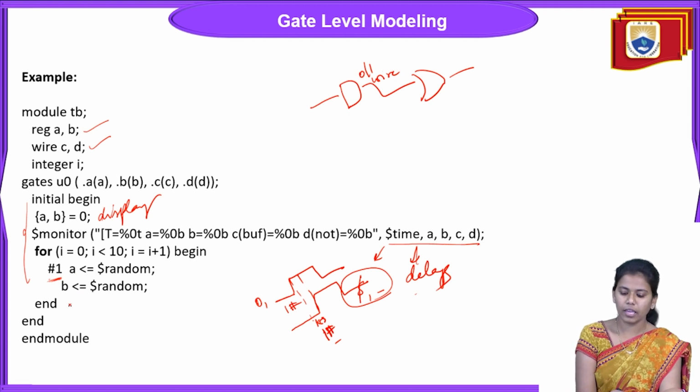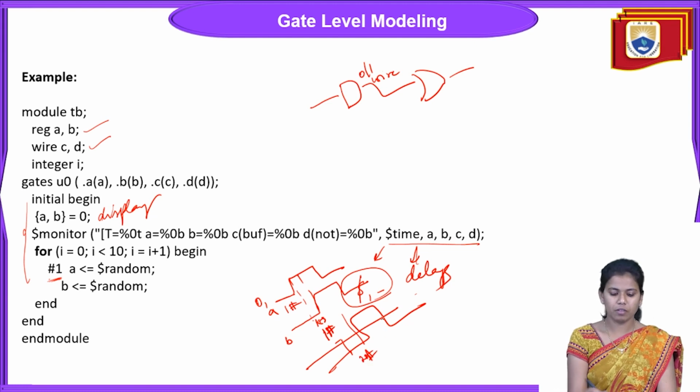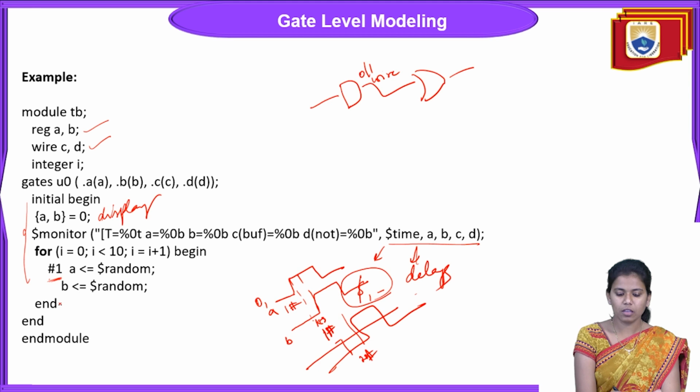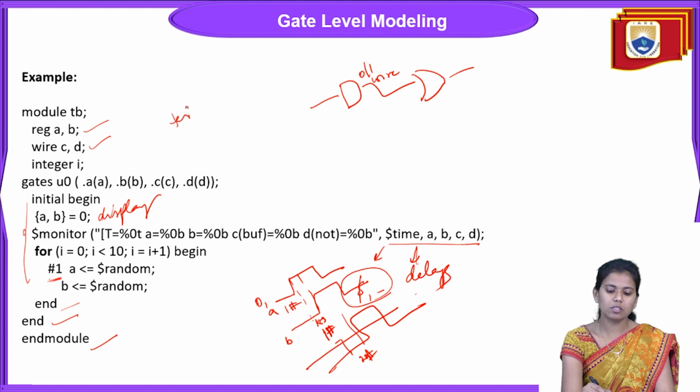And B, A and B. If this is A and this is B, the output we'll observe like this. So in total, 2 bits of delay we observe. And I'm ending this with end and end module. So this is about a TestBench syntax.